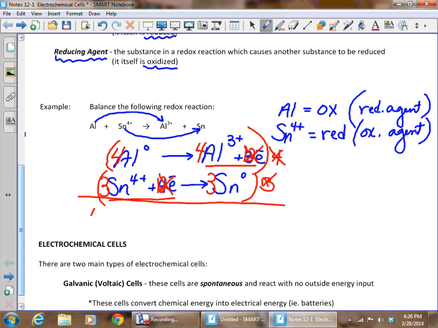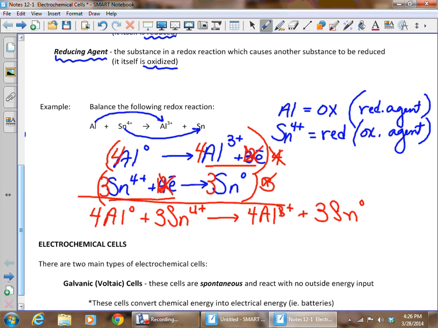And we end up with the fact that 4 aluminums plus 3 Sn4+ ions react to form 4 Al3+ ions plus 3 tin atoms. Double check at the end to make sure your charge is balanced. There are 12 positives here and 12 positives here on the other side. That does balance out in charges. That is the balanced chemical equation for that reaction.